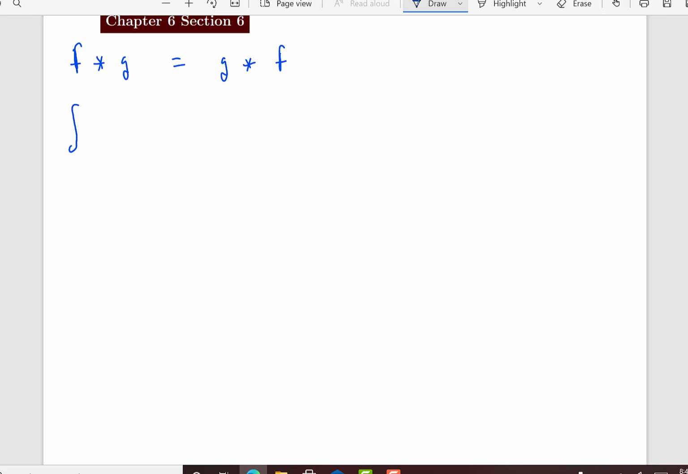So in other words, we'll do the integral tau equals 0 to t of f of t minus tau g of tau d tau. Now this is f convolved with g. If we want g convolved with f, the integral needs to be f of t and g of t minus tau. So to accomplish that, we're going to do u substitution, and we're going to say u is equal to t minus tau, and if u is equal to t minus tau, then du is equal to minus d tau.